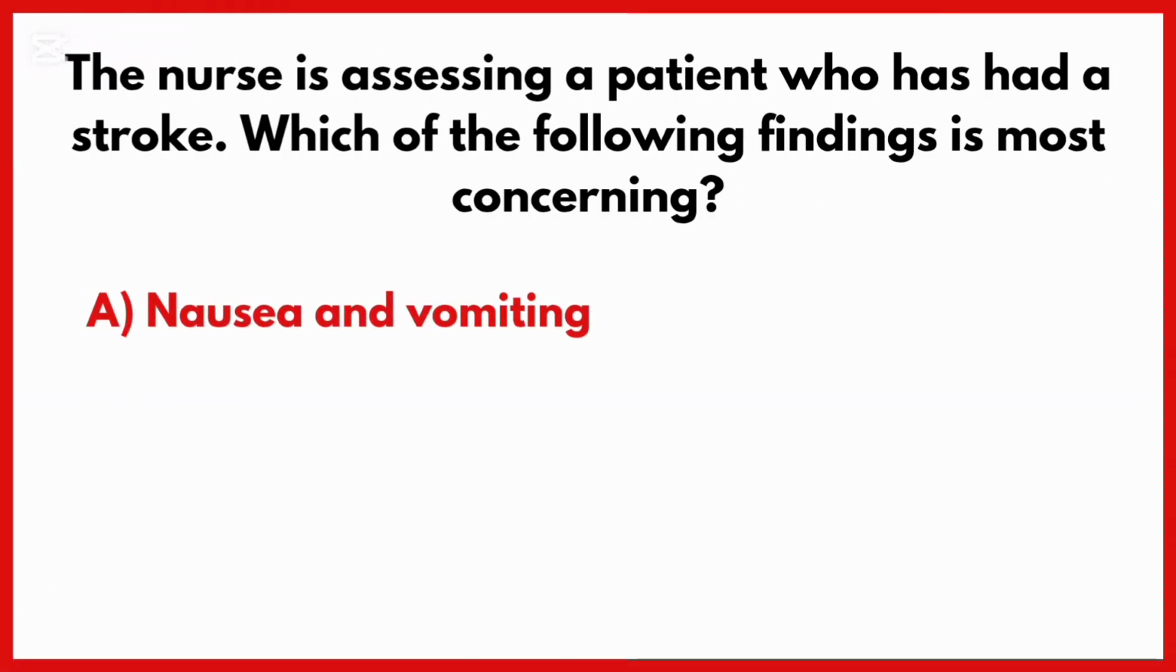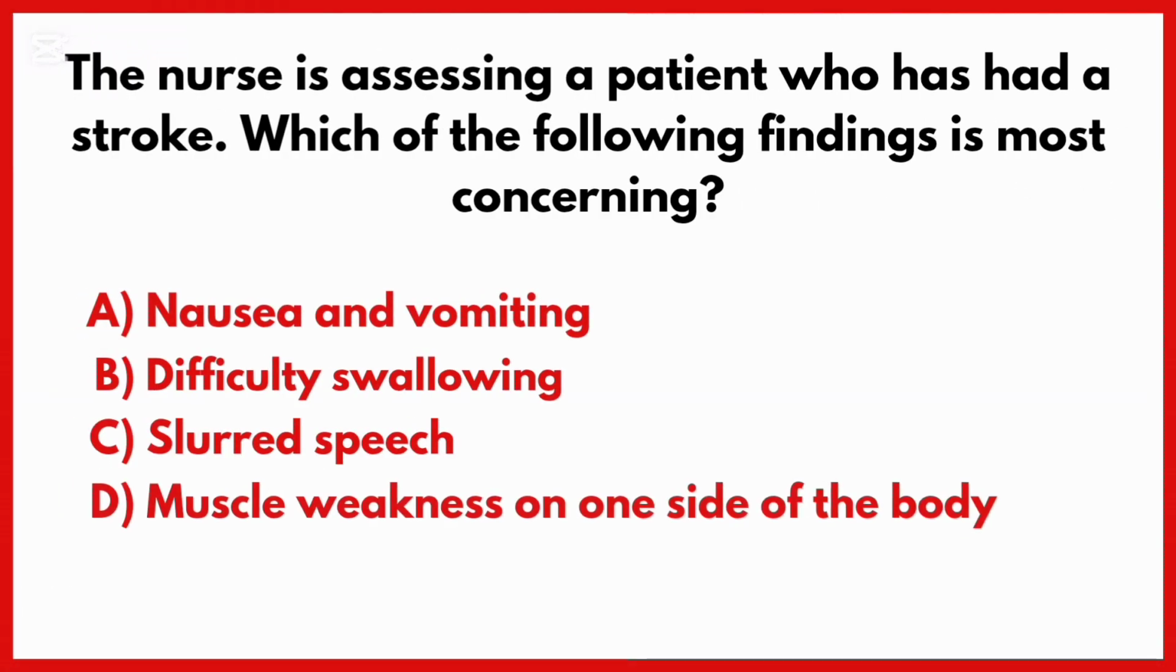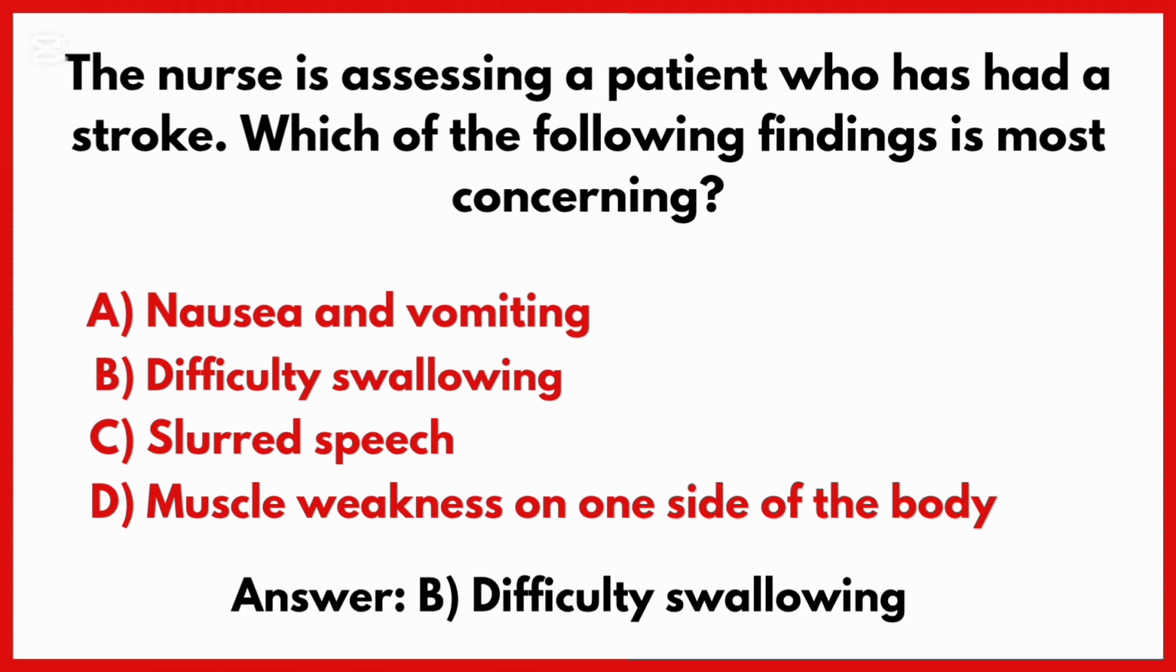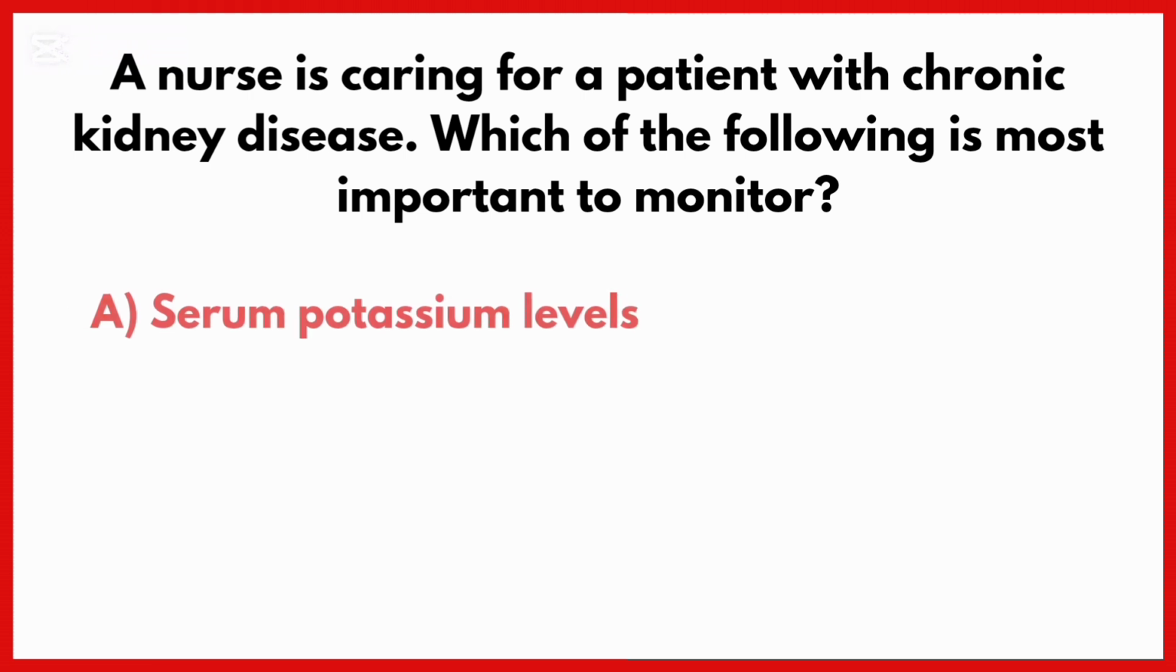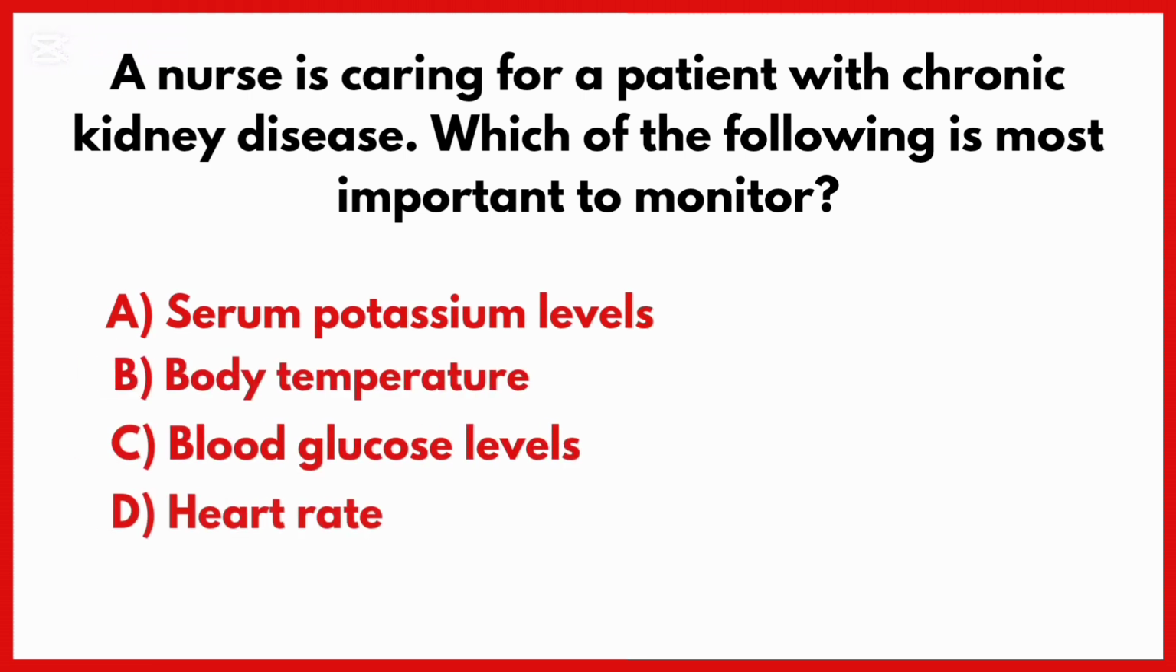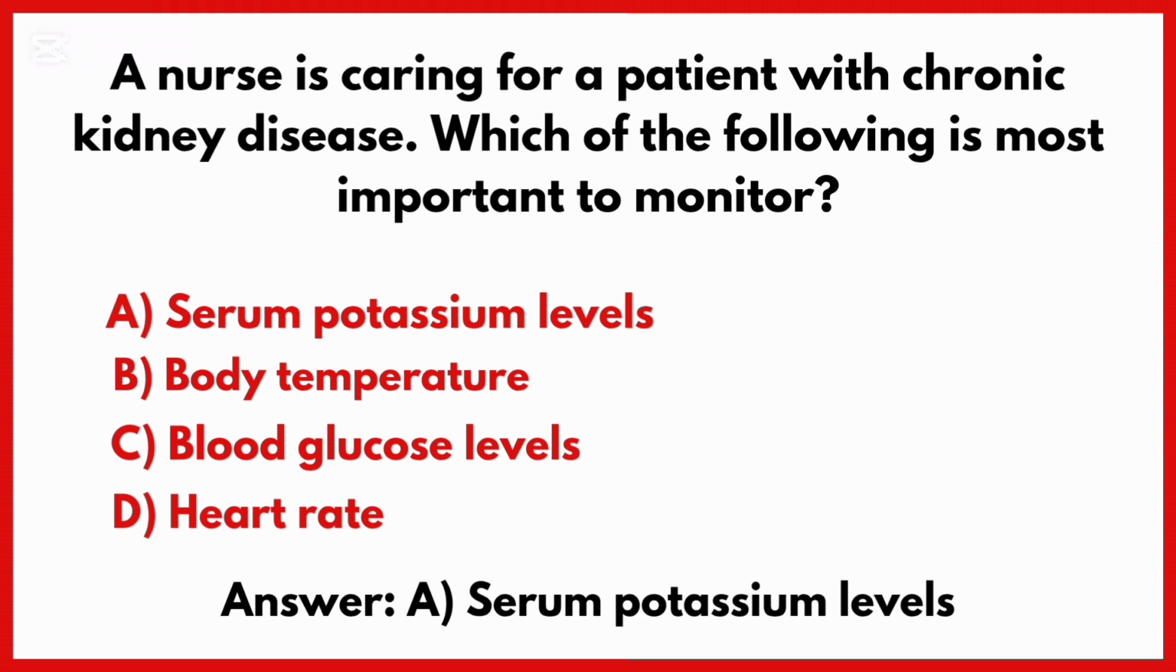The nurse is assessing a patient who has had a stroke. Which of the following findings is most concerning? Correct answer is option B, difficulty swallowing. A nurse is caring for a patient with chronic kidney disease. Which of the following is most important to monitor? Correct answer is option A, serum potassium levels.